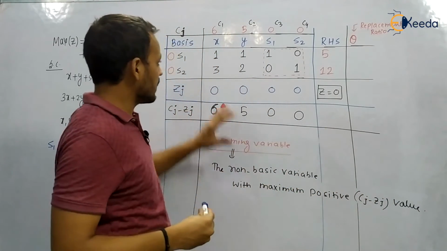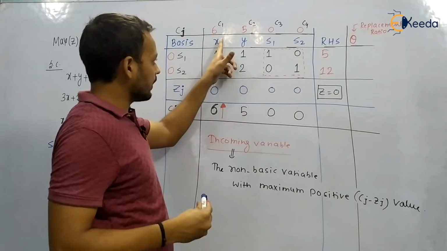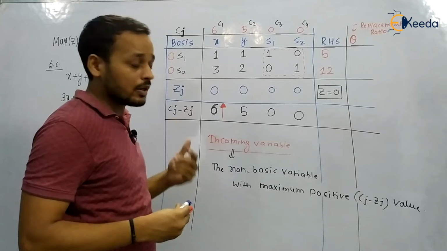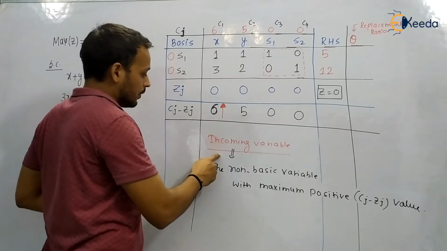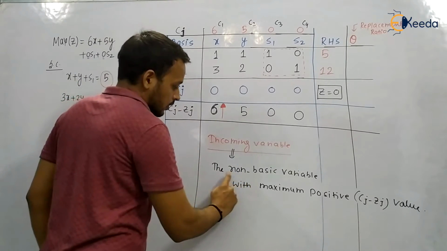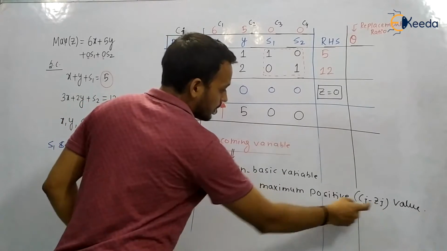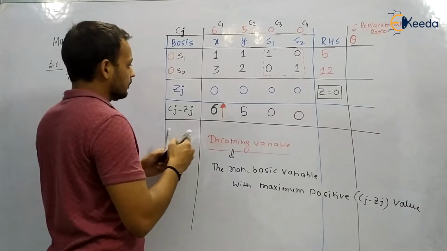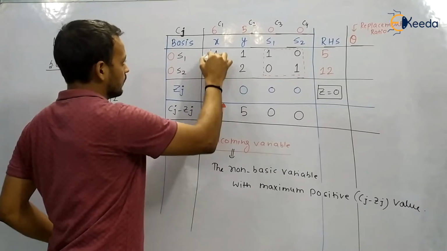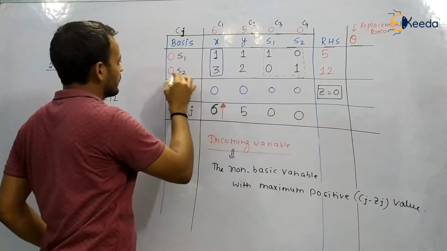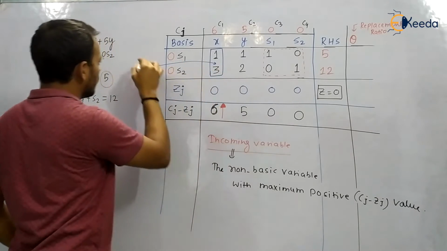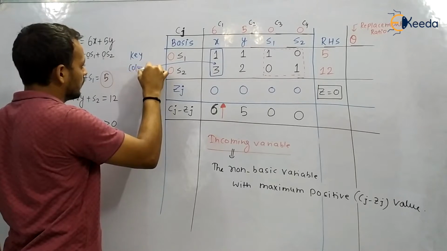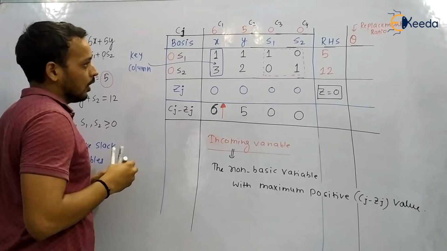So what are the non-basic variables? X or Y. Either X or Y will be the incoming variable, the non-basic variable with the maximum value of Cj minus Zj. The maximum Cj minus Zj is 6, so you can select this column, and this column is known as the key column.